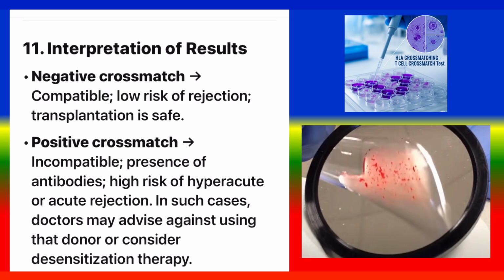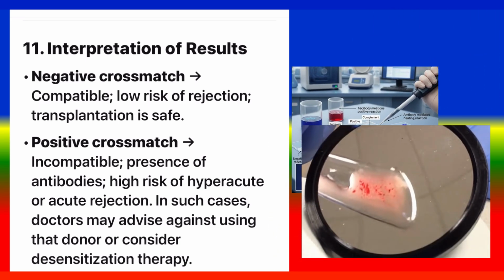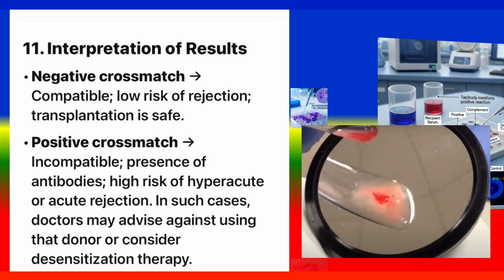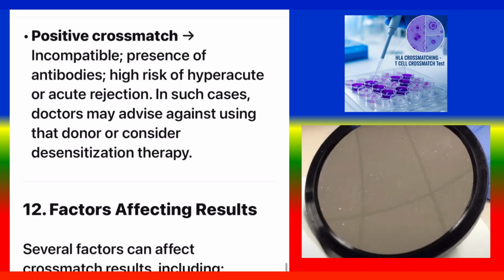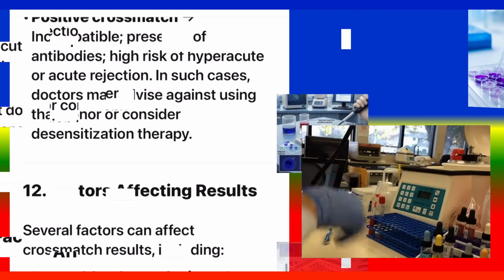Negative crossmatch, compatible, low risk of rejection, transplantation is safe. Positive crossmatch, incompatible, presence of antibodies, high risk of hyperacute or acute rejection. In such cases, doctors may advise against using that donor or consider desensitization therapy.